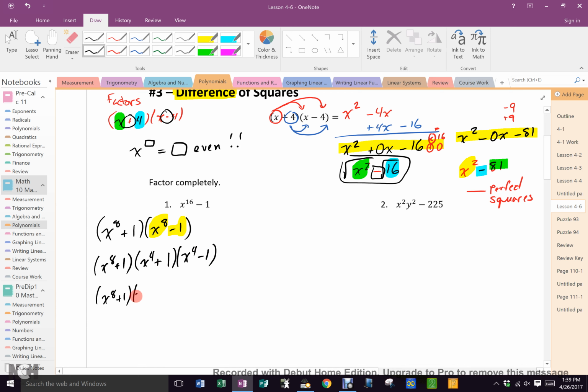x to the 8 plus 1, x to the 4 plus 1, x squared plus 1, x squared minus 1. Can I go any further? One more, can't I? X plus 1, x minus 1. Does everybody see? That's supposed to be x squared. Is everybody good?